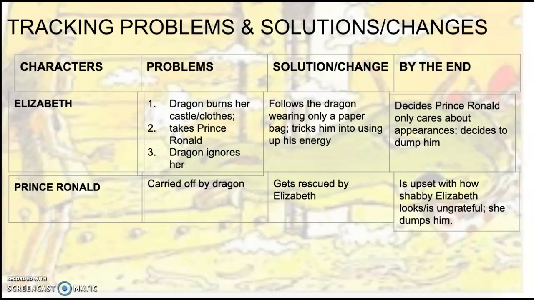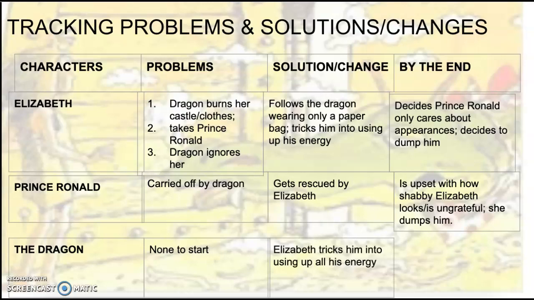And finally, our third character in this story is the dragon. What are his problems? Well, at the beginning, he really doesn't have any problems. But the change that happens is that Elizabeth tricks him into using up all of his energy. And by the end, we're sort of unsure of what is going to happen with the dragon. Will he come back? Will he regain his strength? We don't really know. It's a kid's picture book, so the story really was more focused on the end where Elizabeth sort of solves her problem and decides she's done with Prince Ronald and she doesn't need him.